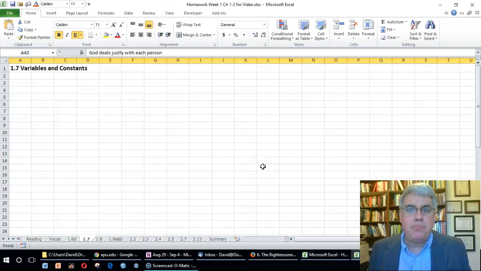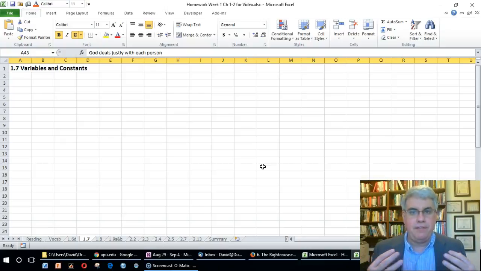Let's look at problem 7 of chapter 1 in Pagano, and here we're looking at the difference between variables and constants. So remember, a variable is any measure of anything that can change, and we might expect it to change, we might not expect it to change, whereas a constant is something that doesn't change.